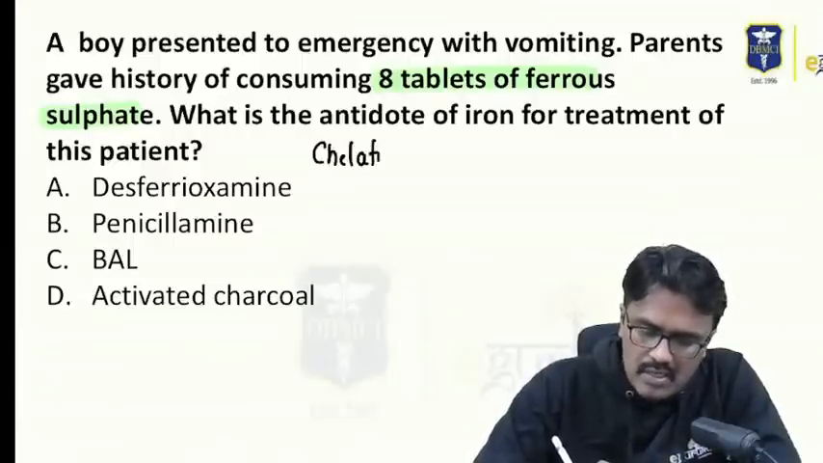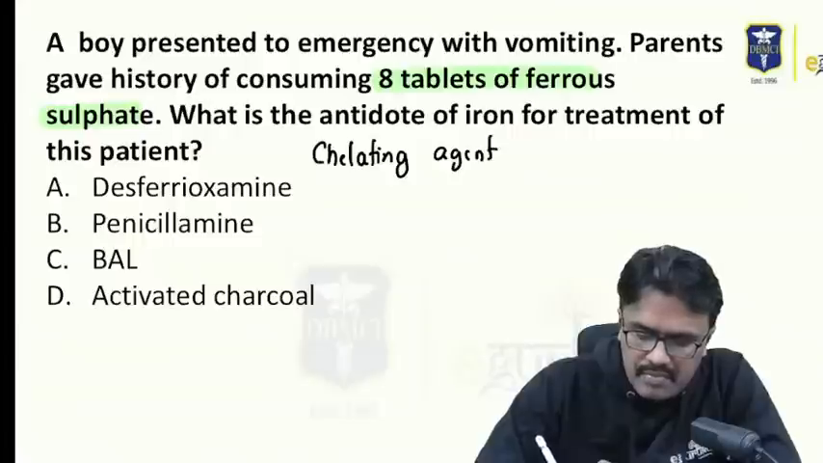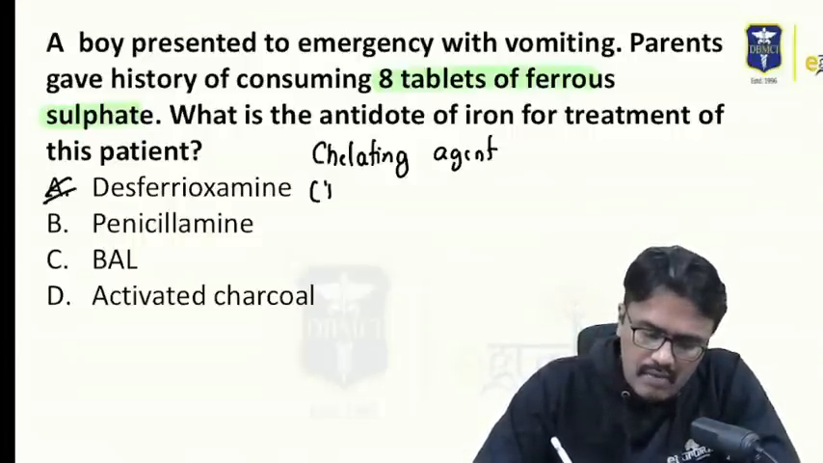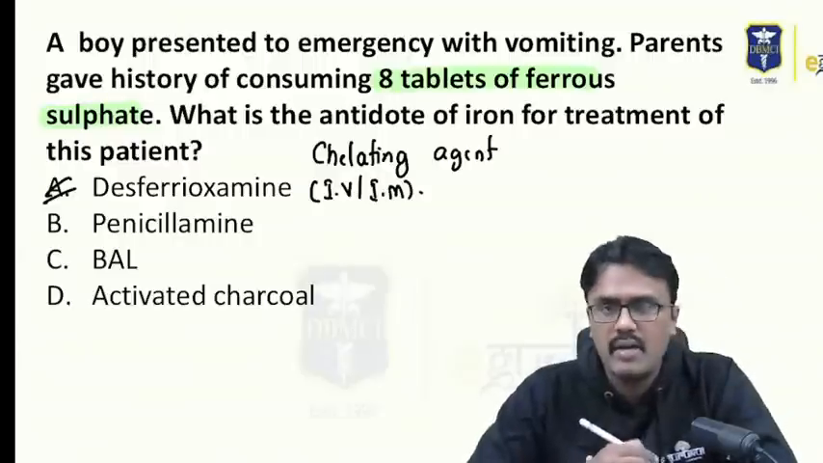The chelating agent we use in acute iron poisoning is desferrioxamine. This is the right answer. Desferrioxamine can be given IV or IM. That is the antidote for acute iron poisoning.